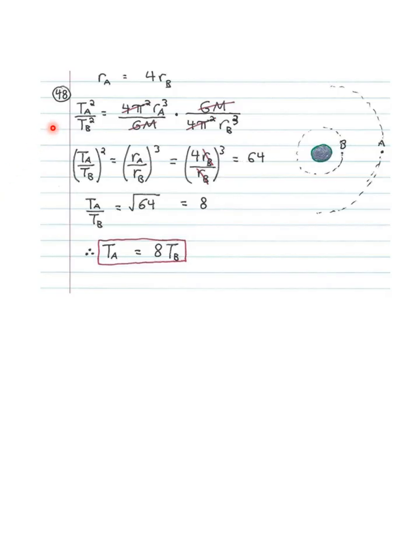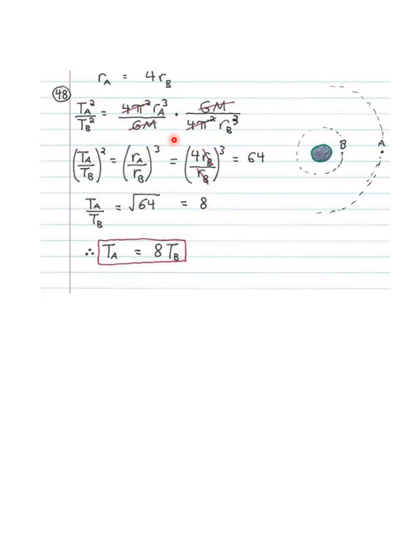I'm setting it up as TA over TB squared because that's the format of Newton's formula. So remember, T squared is 4 pi squared R cubed over GM. Not that you need to do that, but I'll just set it up that way in those T squared terms. Look at all the things that divide out.